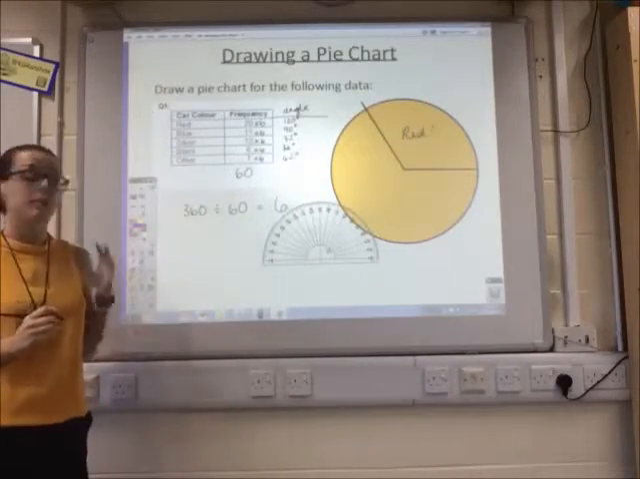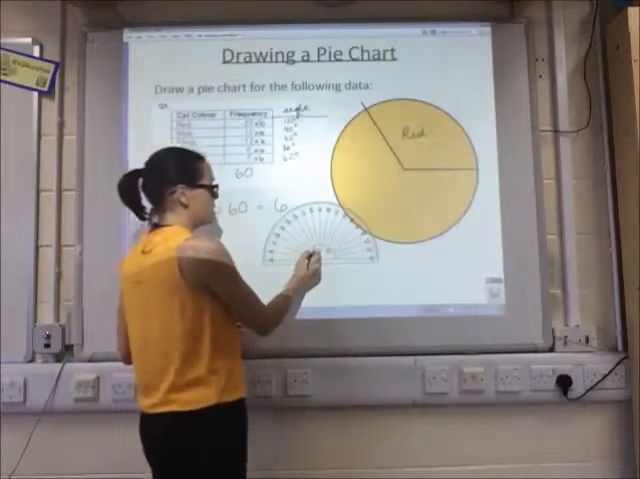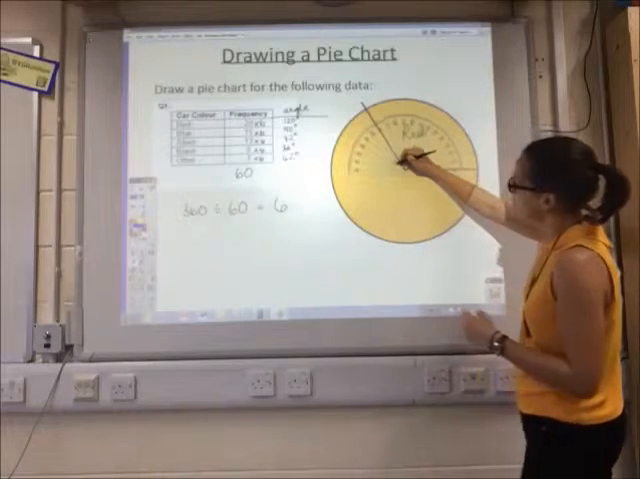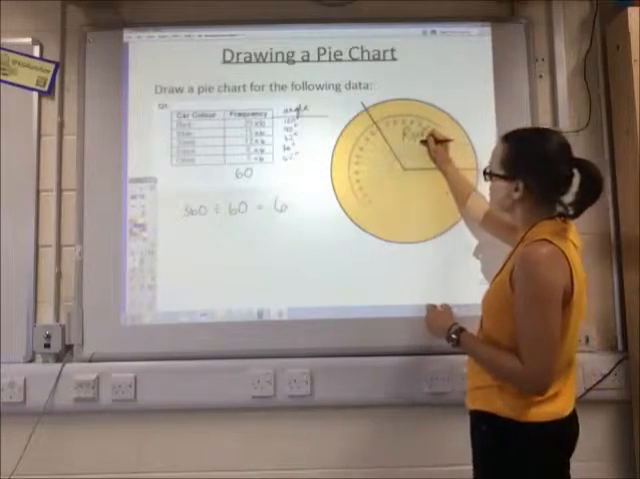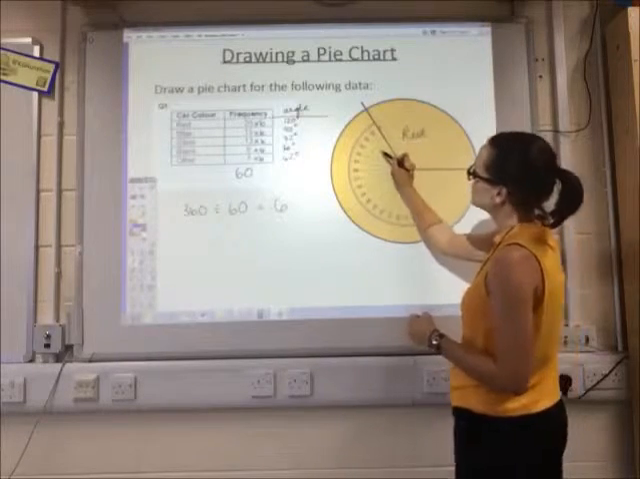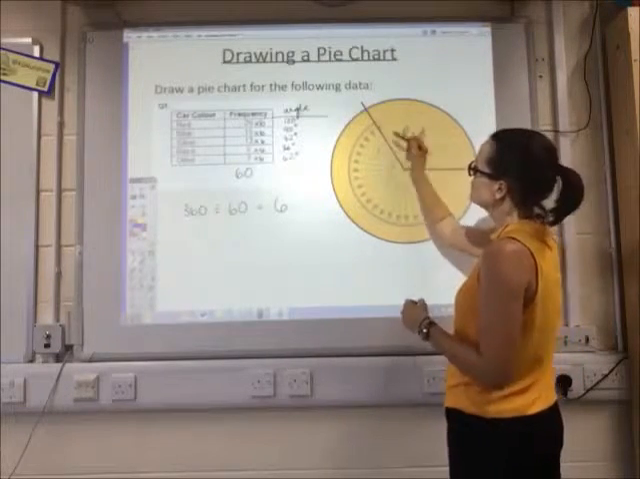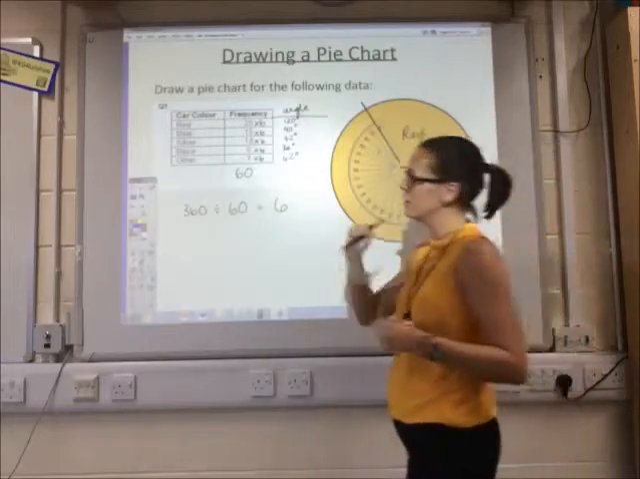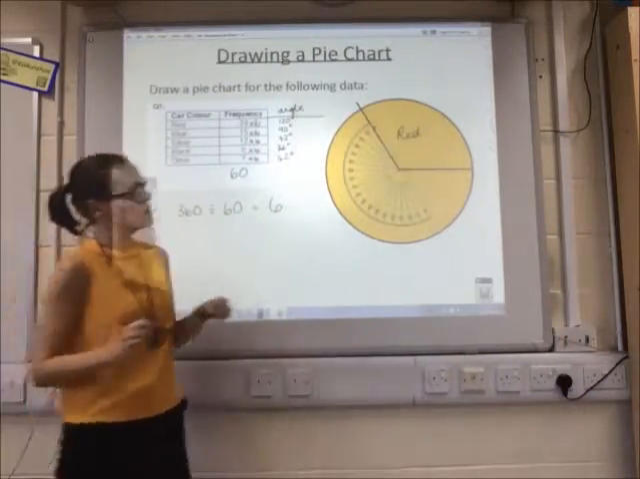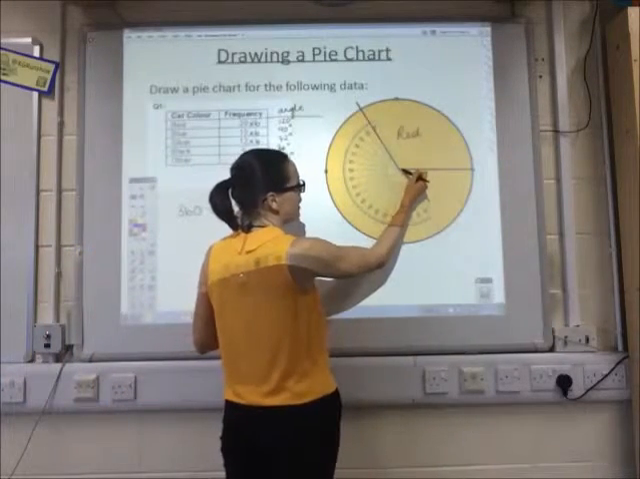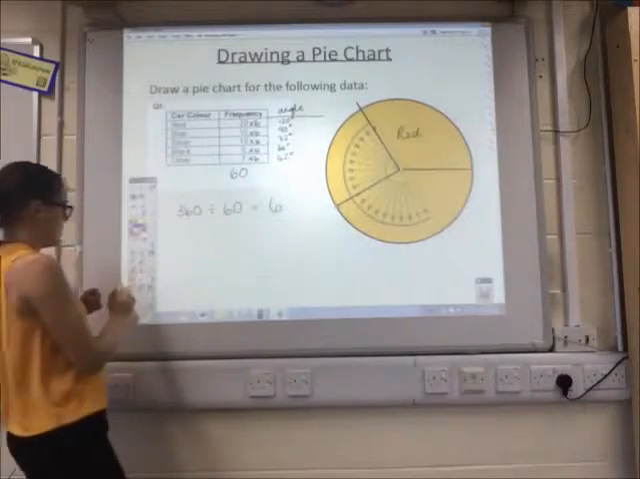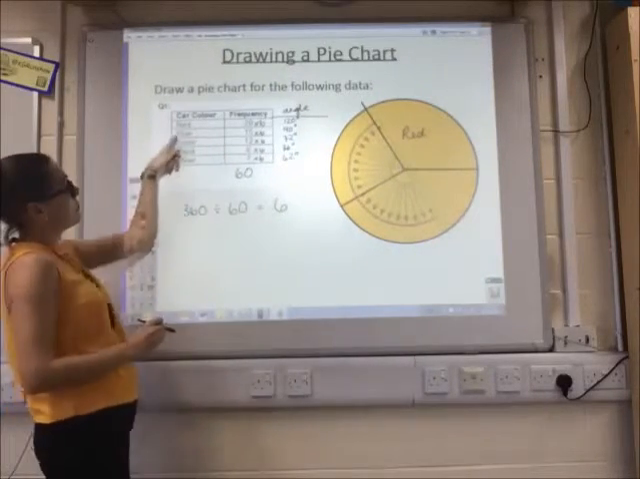And I just keep going now. I keep adding sections to my pie chart, just remembering that each time I draw a new section, I need to rotate my protractor so that the 0 lines up with the line that I just drew. So I'm going to line up the 0 there, and then my next section needs to be 90 degrees, a nice right angle. So I can draw that in from there. I can draw in that line through 90 degrees. And that's going to represent my blue cars.